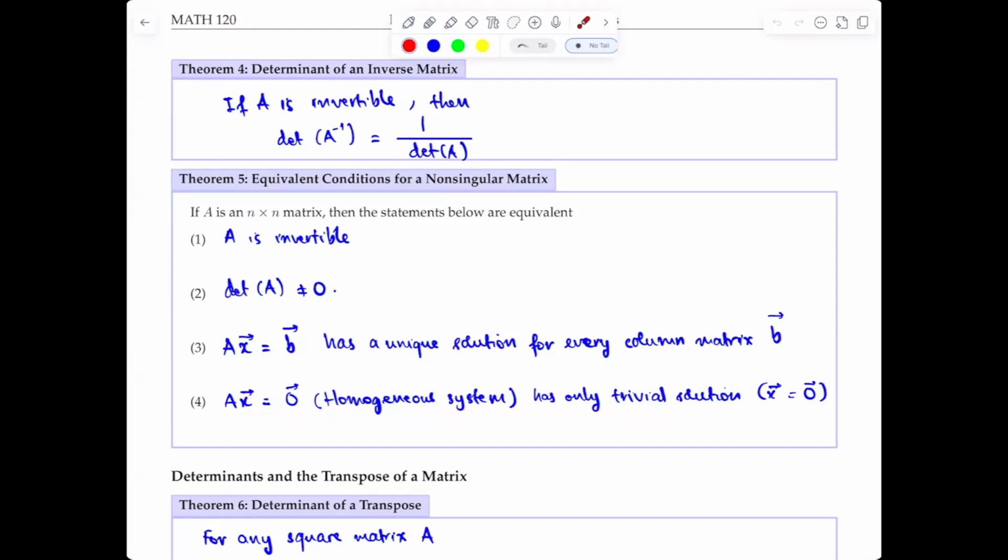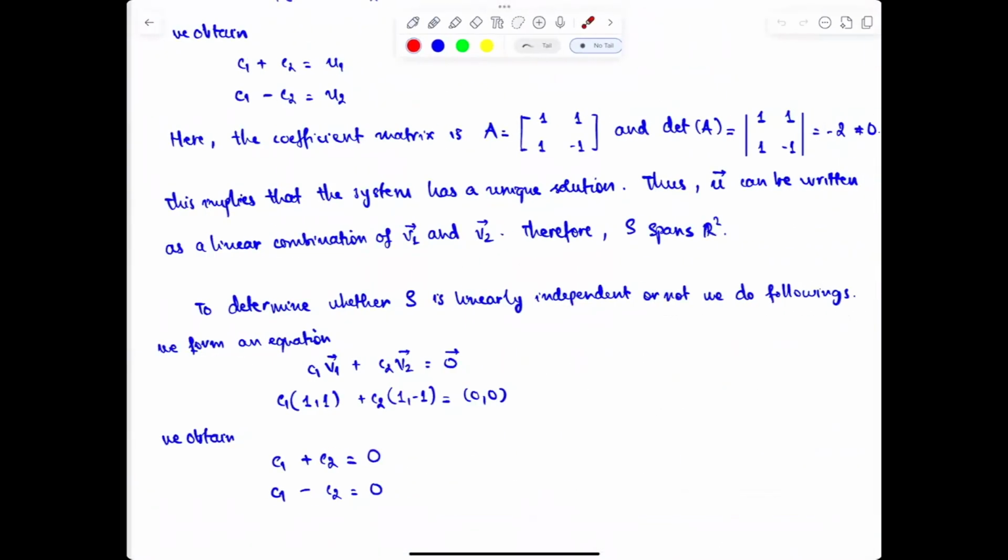So in this case, C1 is going to be equal to 0, C2 is equal to 0, right? So you don't have to do the calculation, you just need to apply the conditions or equivalent statements for a non-singular matrix. Okay, so let's go back to our problem here.